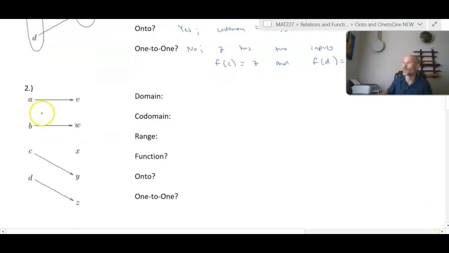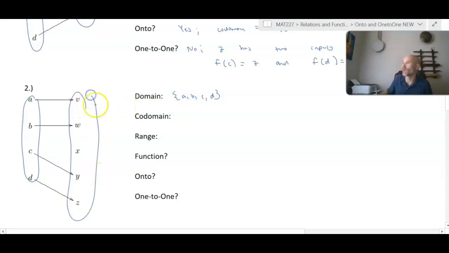Let's look at another one. So here we can see that the domain, once again, is the set of components A, B, C, and D. The codomain is the set of all possible elements that we can map to: V, W, X, Y, and Z. Okay, the range, let's think about what elements are actually mapped to.